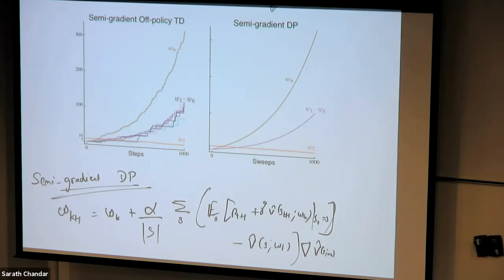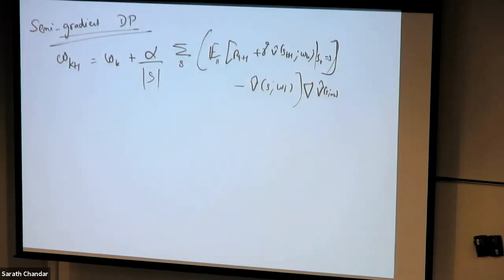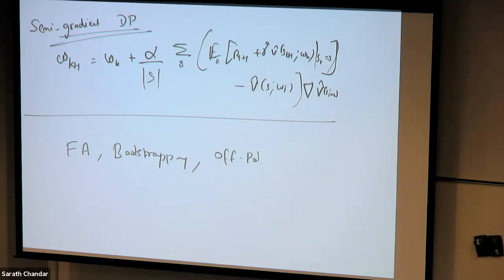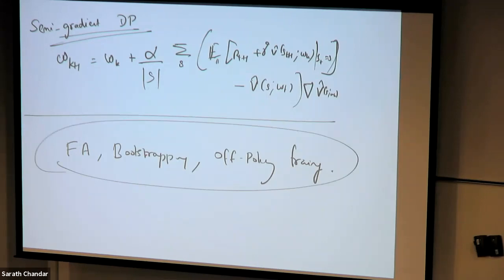Now, is there anything else that we need to consider? We need to figure out where the problem is. The problem that we are facing here is that we have three things: function approximator, bootstrapping, and off-policy training. When I combine all these three, I get instability.